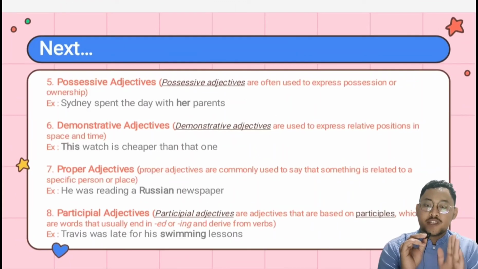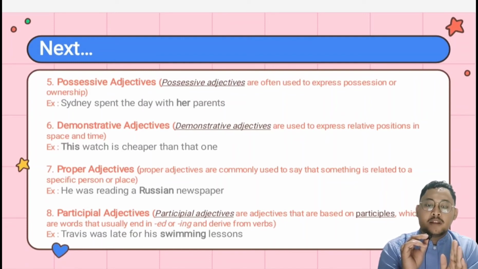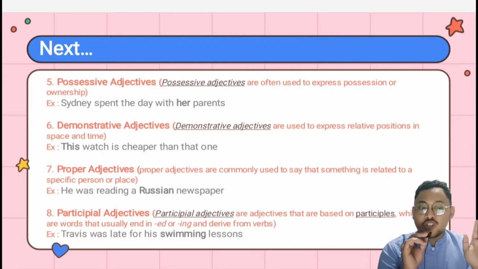Number 5, possessive adjectives. Possessive adjectives are often used to express possession or ownership. Example, Disney spent the day with her parents. Number 6, demonstrative adjectives. Demonstrative adjectives are used to express relative position in space and time. Example, this watch is cheaper than that one.